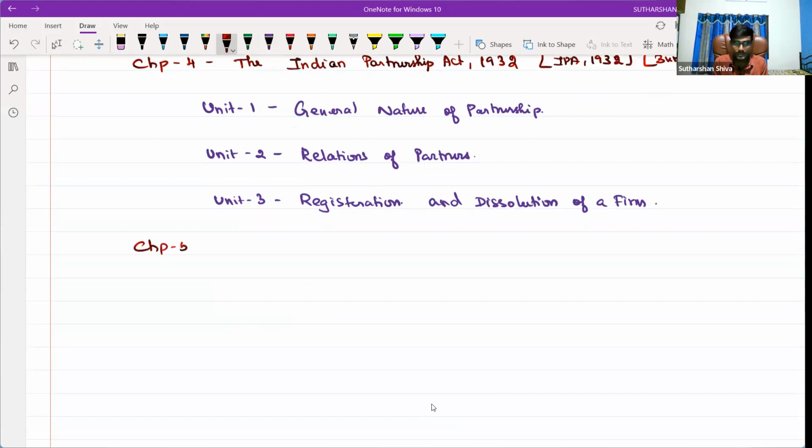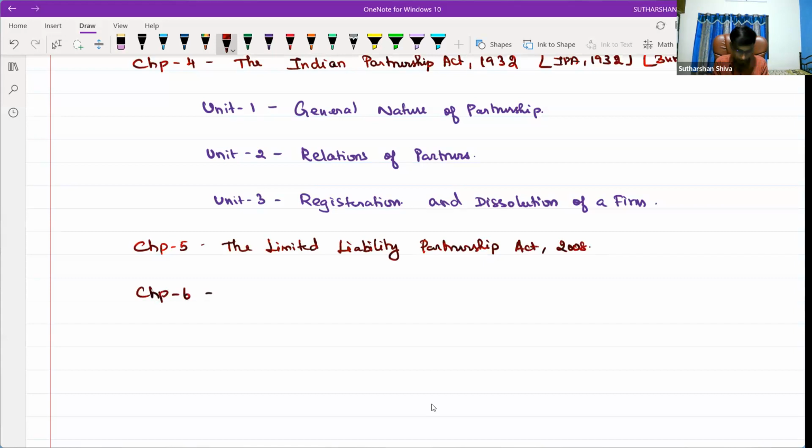Then chapter 5 will be the Limited Liability Partnership, 2008, which is a new hybrid form comprising companies along with the Indian Partnership Act. That's all with chapter 5. Chapter 6 is the Companies Act 2013. Previously it was the Companies Act 1956, now it is the Companies Act 2013.